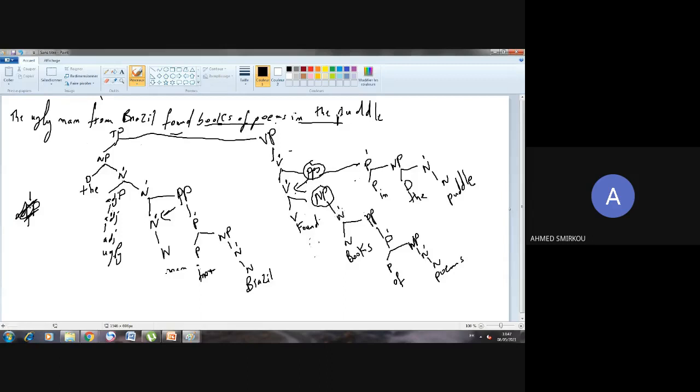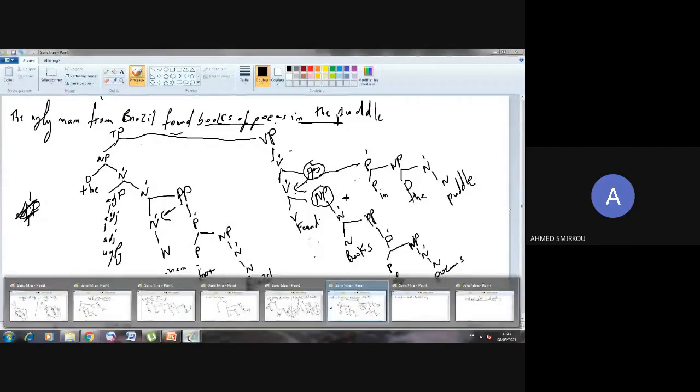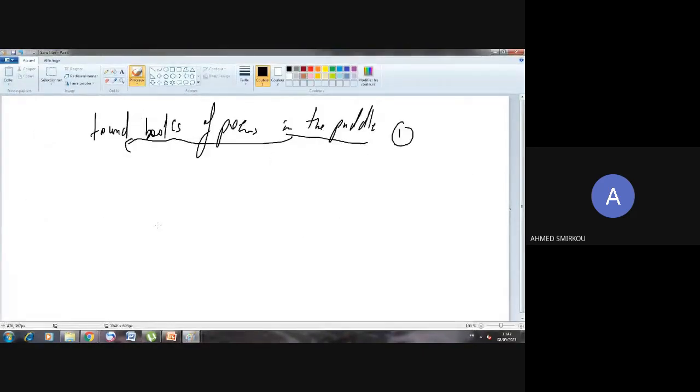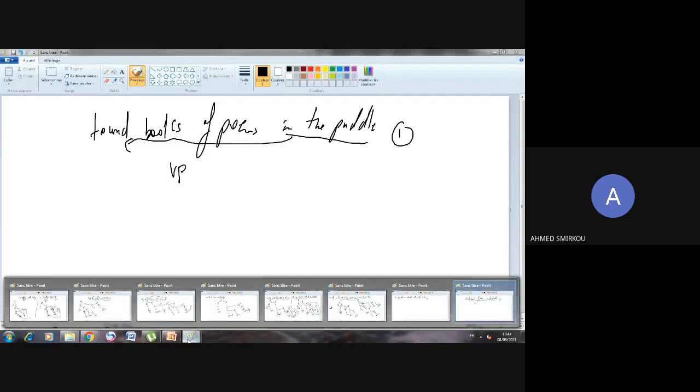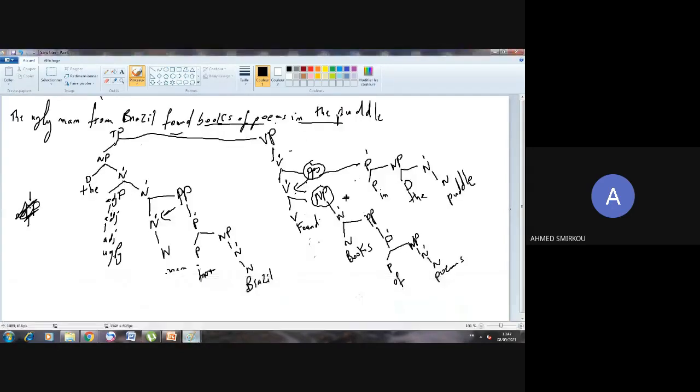Now in the second interpretation we need to branch it here. Why? Because we have to add another N bar. Very good. So let's start only with the VP. In the exam, suppose that you don't have much time and you want to explain ambiguity. If this is correct, the subject is the same, you don't need to draw it again.